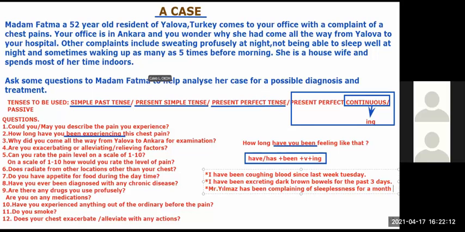All right, so here he has been complaining. The "has" is only used with he or she. I have been. So here all these situations happened in the past and they're still continuing. Present perfect continuous is simply like this.